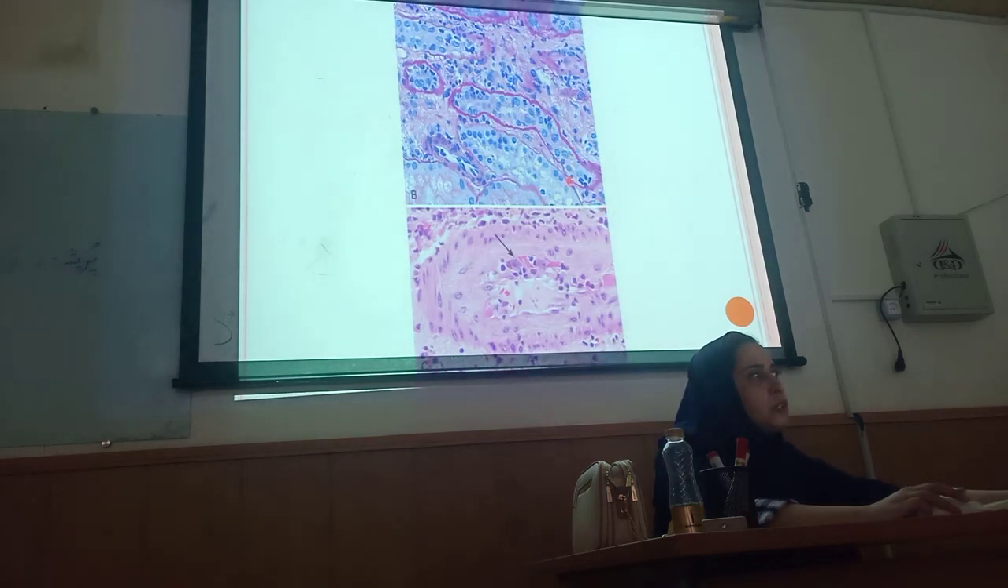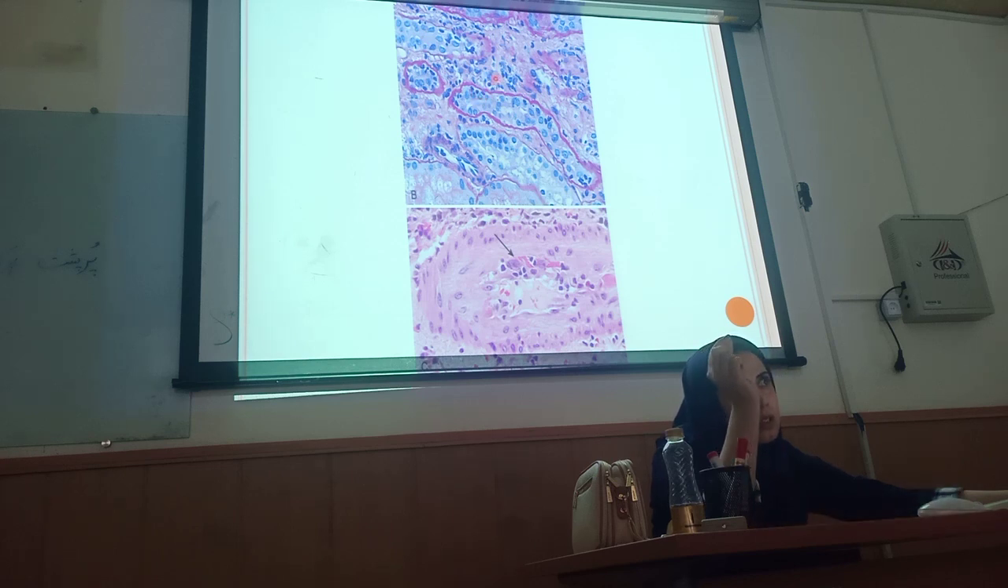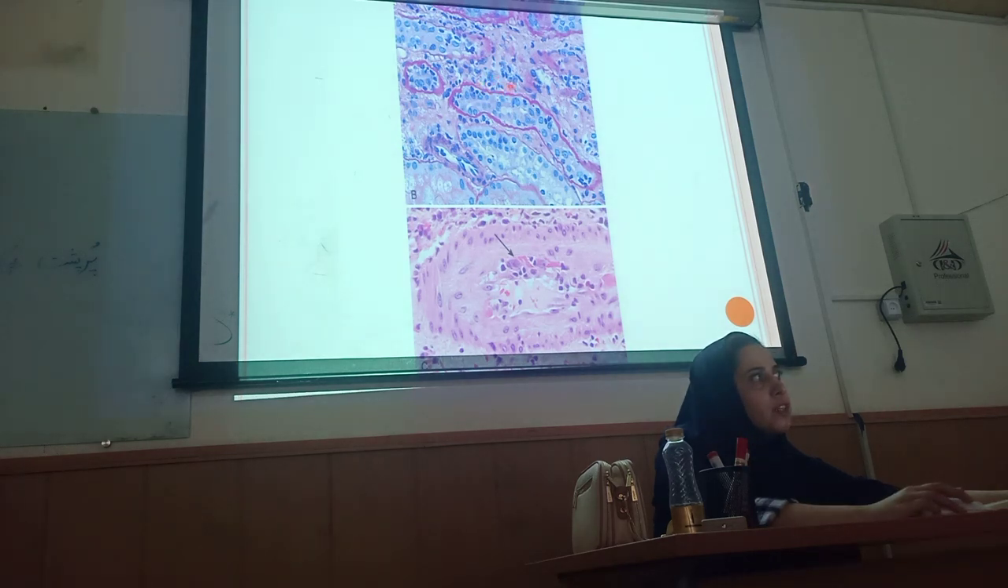What do we see in this picture? I said that rejection may be tubulointerstitial. These are the epithelial cells of the tubules. Here we have lymphocytes. You see, these are smaller and denser. These are lymphocytes, okay? And you have lymphocyte infiltration here in the interstitial tissue.